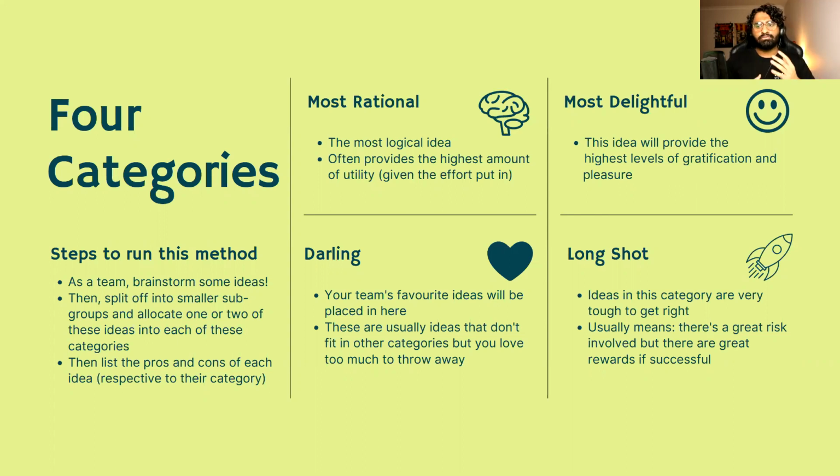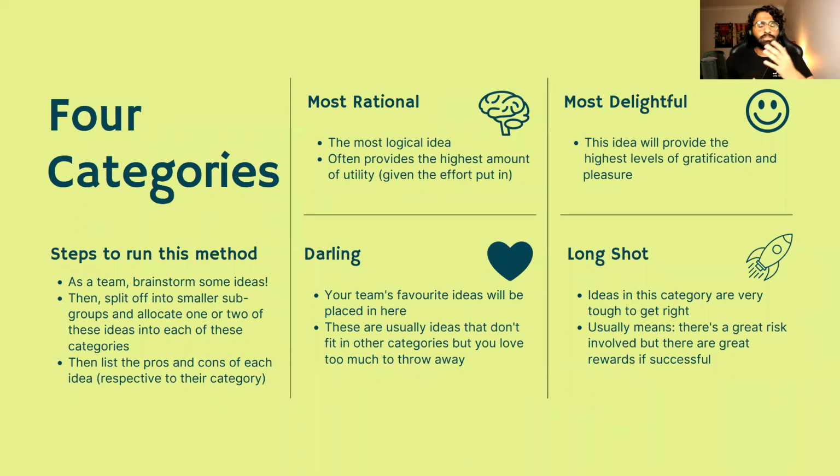there. And usually we use the darling category to put our ideas that we really, really love a lot, but they don't fit into other categories. Usually with the darling idea, it's really great to see, once you get to analyzing each idea in their respective categories, what makes that idea such a delightful idea. And the great thing about the four categories method is really extracting those features that make it so worthwhile and so amazing, and then implementing it probably into the most rational idea.